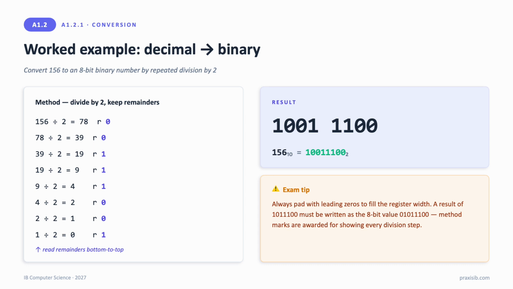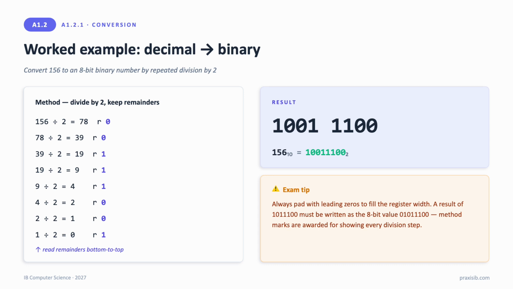Then take that answer and divide it by 2 again, writing down the new remainder. Keep going until you have divided all the way down to 0. Let's do the example of the number 156. 156 divided by 2 is 78. Remainder is 0. 78 divided by 2 is 39. Remainder is 0.